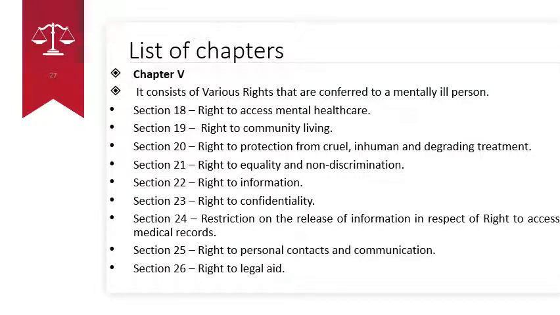Chapter 5 consists of various rights that are conferred on a mentally ill person. Section 18 is the right to access mental health care. Section 19, right to community living. Section 20, right to protection from cruel, inhuman and degrading treatment. Section 21, right to equality and non-discrimination. Section 22, right to information. Section 23, right to confidentiality. Section 24, restriction on the release of information with respect to the right to access medical records. Section 25, right to personal contacts and communication. Section 26, right to legal aid.